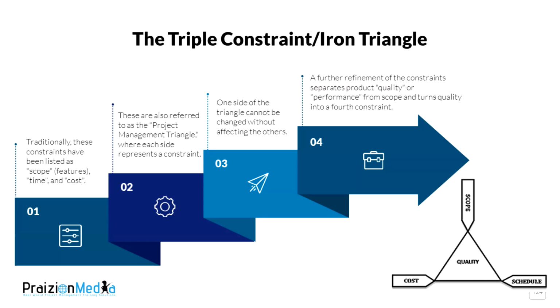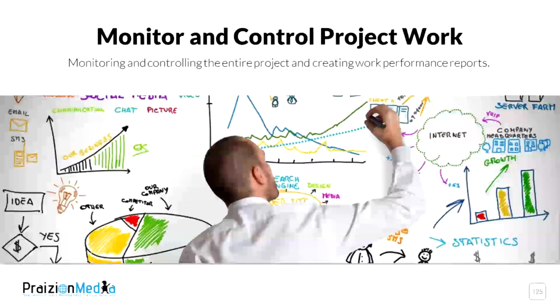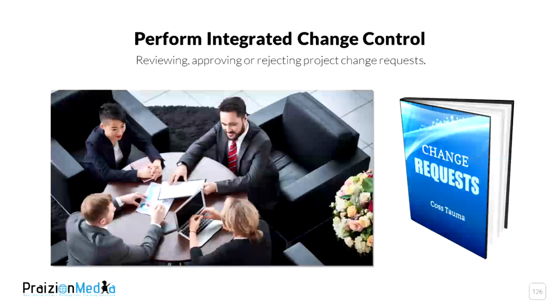So let's talk about this in more detail. The first process is called monitor and control project work. This is where we are monitoring the project as a whole. And this is where we are also generating work performance reports that tell us how well we are performing on the project. And these work performance reports, after they are generated from here, need to be distributed to the wider team. And we do that in manage communications that we just talked about. So this is a very important one because it's from here we get work performance reports. If you're taking the exam, hold on to that thought.